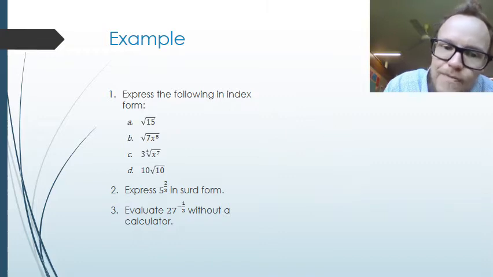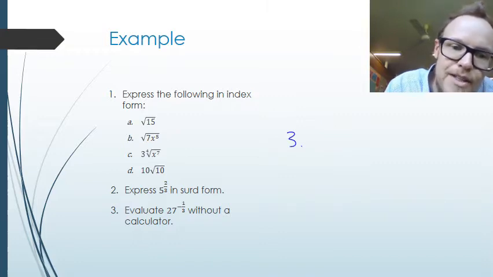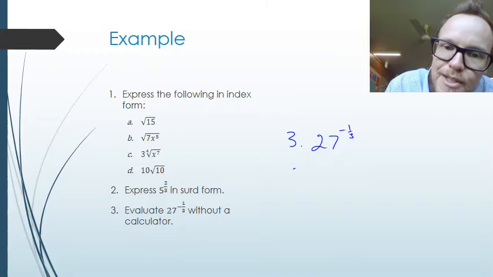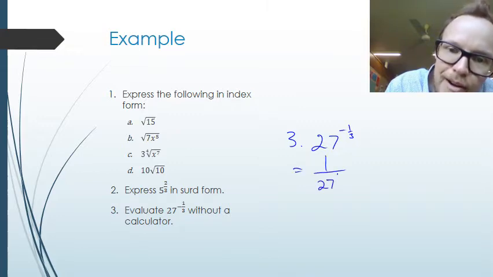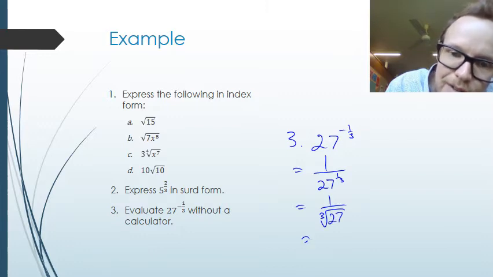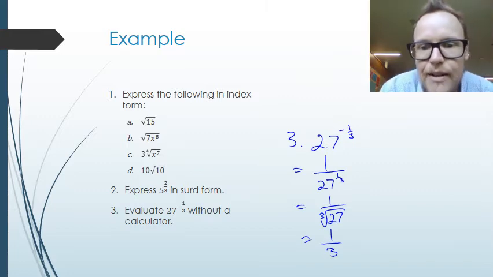The last question is evaluate 27 to the power of negative 1/3 without a calculator. So this is the same as, because it's a negative index, 1 over 27 to the power of 1/3. And we know that if I convert that to a cube root, the cube root of 27 is 3, because 3 times 3 times 3 is 27.